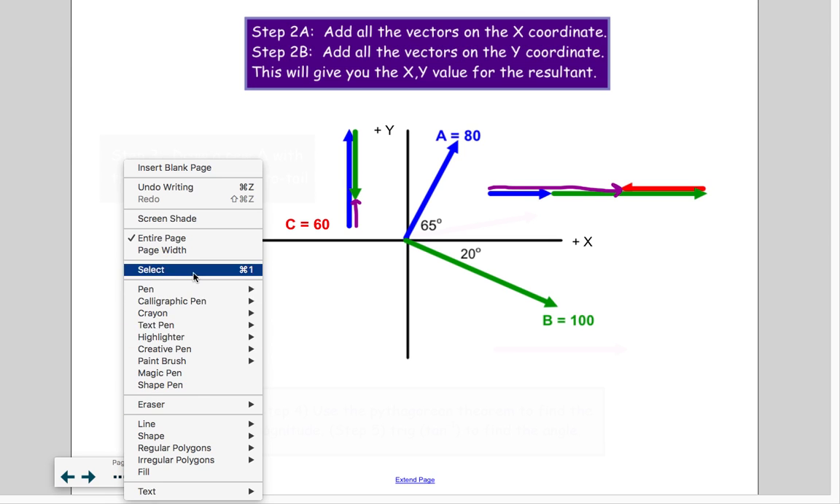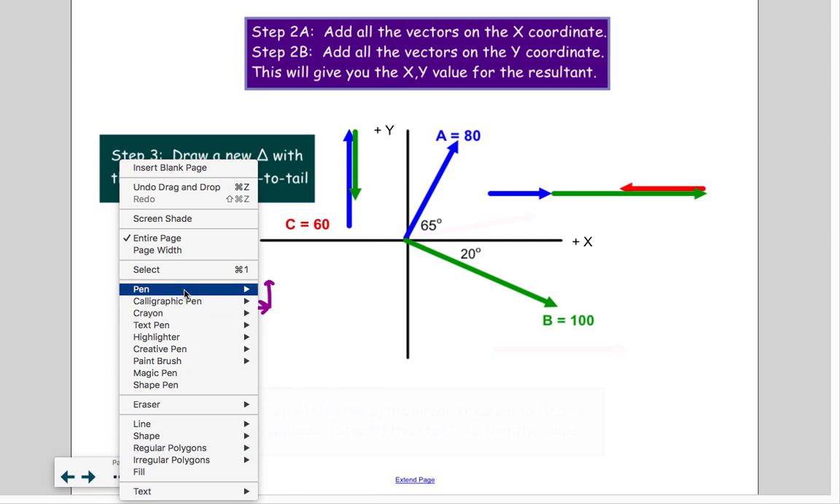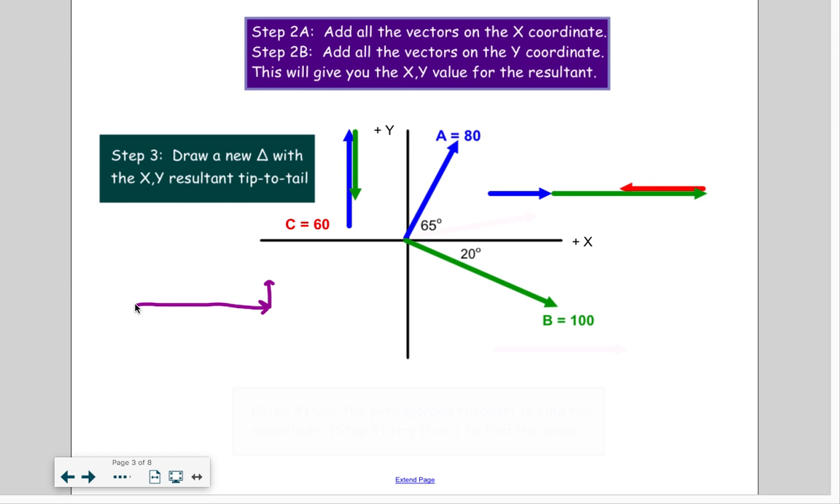Alright, so let's go ahead and take a look at step 3. Step 3 is that we're going to draw a new triangle with the x resultant and the y resultant, and we are going to add them tip to tail like I mentioned the day before when I had you guys write down all those steps. Okay? So I'm going to take my x component of my resultant, and my y component of my resultant, and add them tip to tail, and that is going to give me an overall hypotenuse resultant right there.